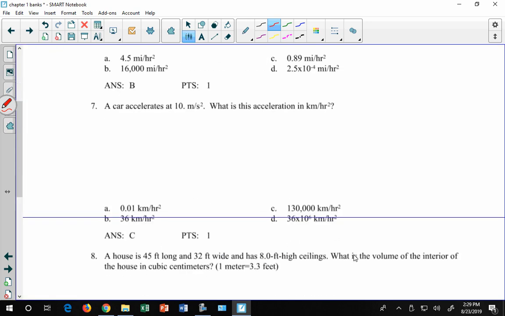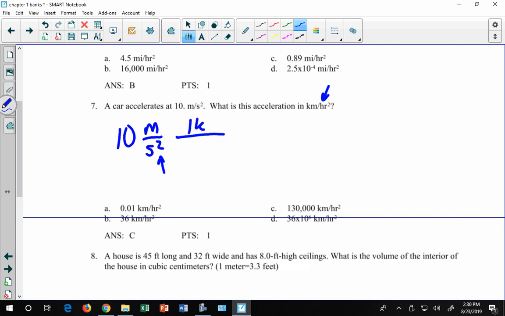Let's do this one. This one's not easy. I have a car that accelerates at 10 meters per second squared, and I want to find the acceleration in kilometers per hour squared. So I say 10 meters per second squared, and already I need to recognize that I have a squared unit here, so I'm going to have to do something to the conversion factor because I want to convert it into hours squared. Let's do the meters first.